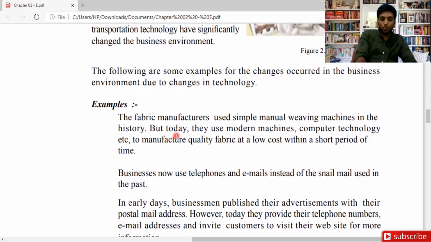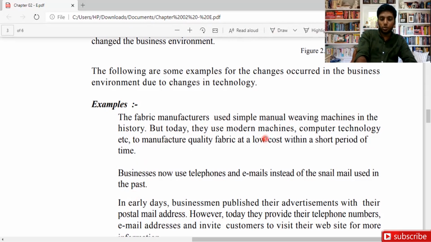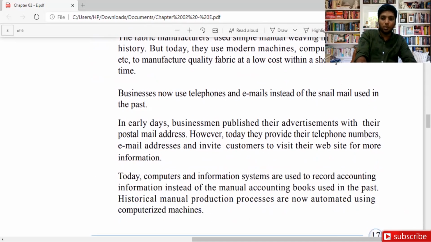So let's move on. The example they have given: fabric manufacturers used simple manual weaving machines in history, but today they use modern machines, computer technology, etc. to manufacture quality fabric at low cost within a short period of time. Businesses now use telephones and emails instead of the snail mail used in the past. Snail mail was another way of communicating. Today they are using emails and phones.